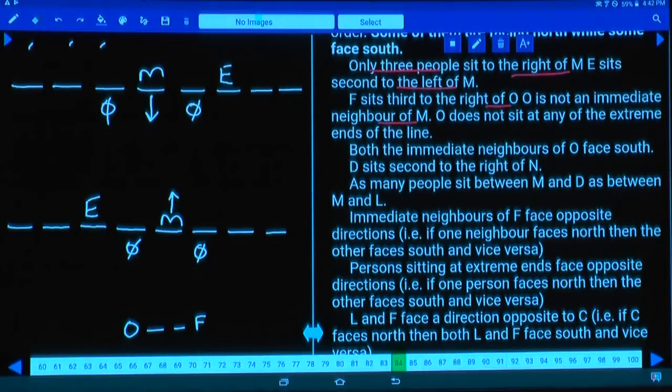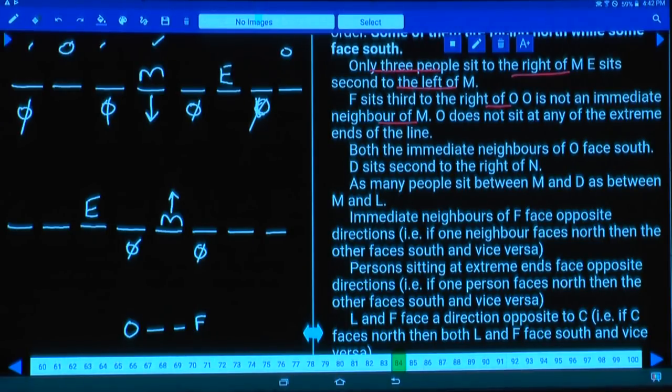Tell me whether F can be at this place or not. If F is here, can O be at this place or not? If O is here, 1, 2, 3, F must be in this place, which is not possible. Isn't it? Clear? O cannot be at this place because if O is here, F cannot be. Can O be at this place? If O is here, M and F must be in the same place, so it cannot be here as well. Then what is the possibility for this O? O can be either at this place or at this place.